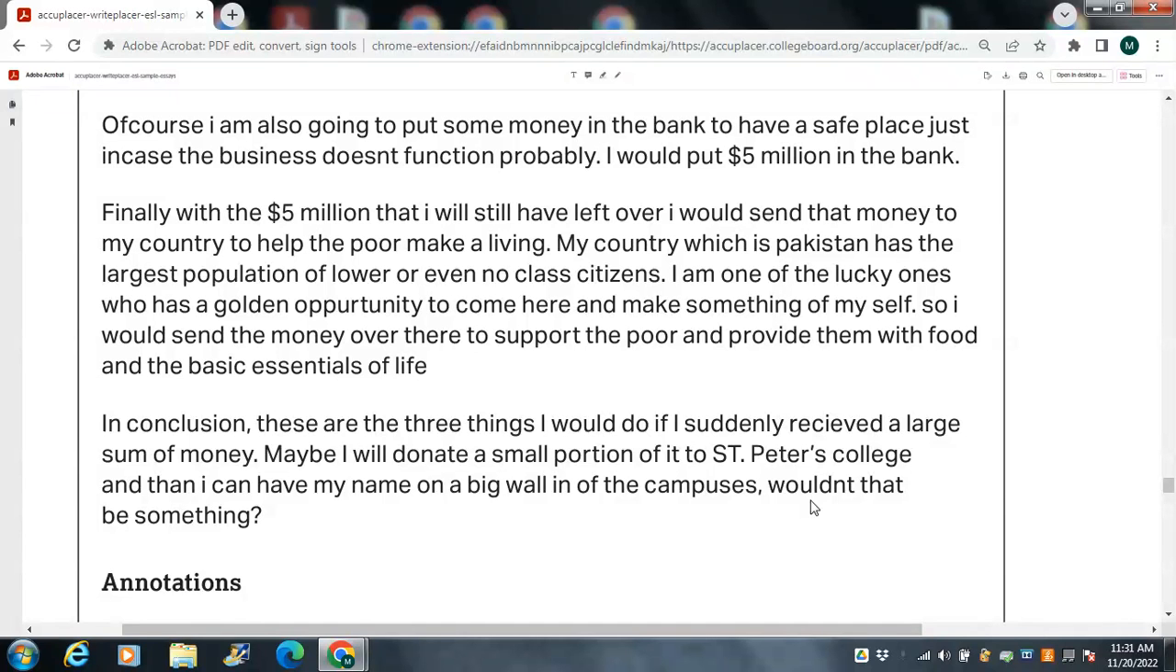As far as the structure goes, in conclusion, these are the three things I would do if I suddenly received a large sum of money. That is a straight independent clause, followed by a dependent clause, and even a little embedded "I would do" within that, but it's still a complex sentence. Maybe I will donate a small portion of it to St. Peter's College, comma, they should add a comma after college, and then comma, or, and I can have my name on a big wall on one of the campuses.